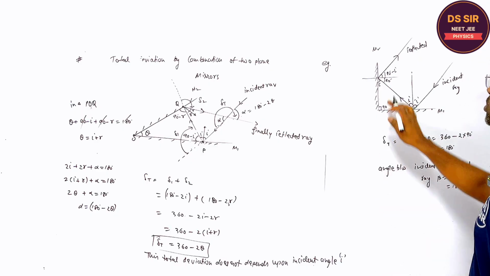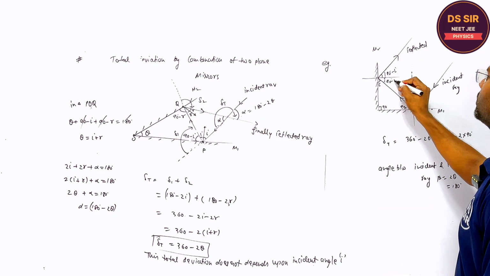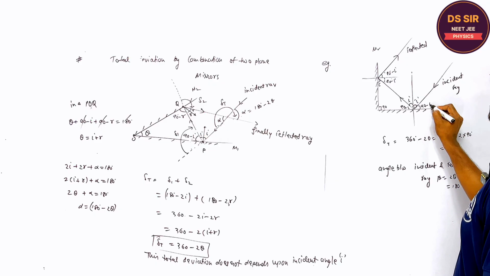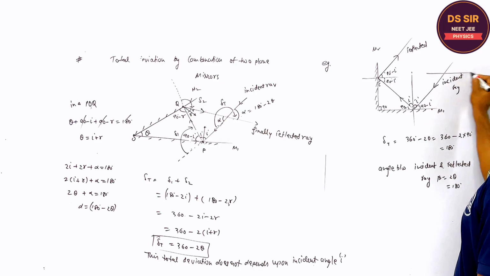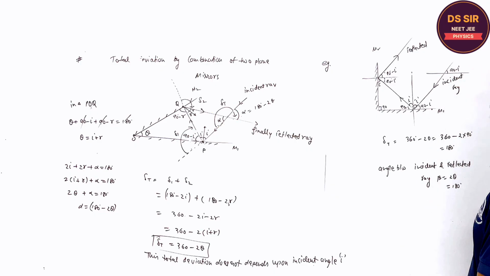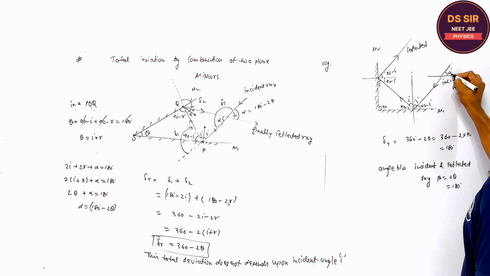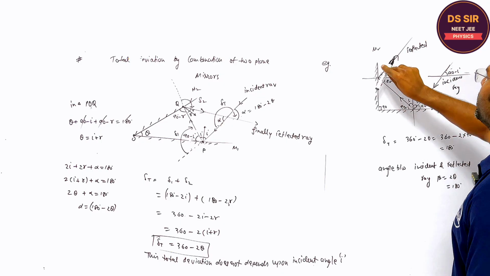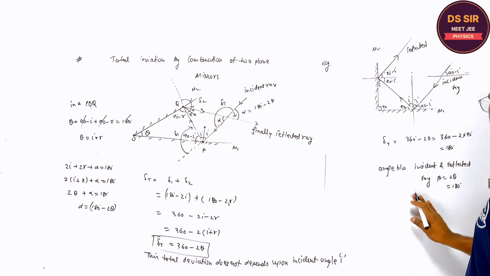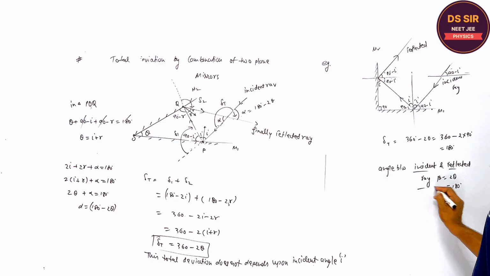You understand this thing or not? Tell me. If this is 90 minus I, this is also 90 minus I. So what does it mean? Listen. If this angle is making 90 minus I with the horizontal, and this angle is also making 90 minus I with the horizontal, so they are anti-parallel. So the incident ray and the reflected ray are anti-parallel.